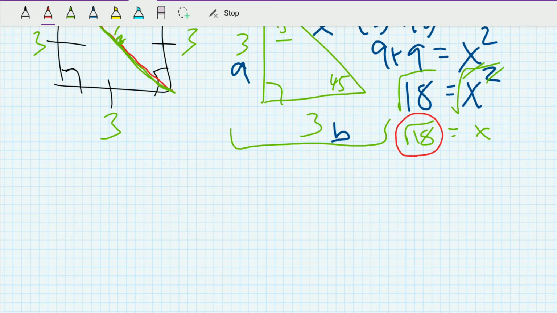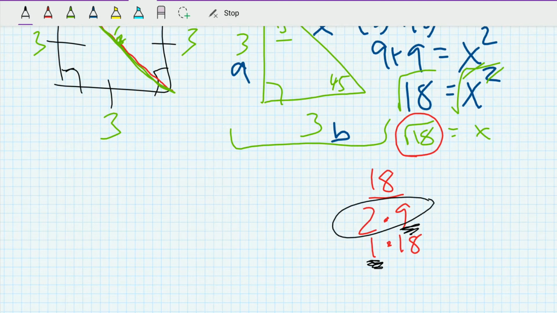But the way I'm going to do it is I'm going to break down 18. It'll be 2 times 9. It'll be 1 times 18, and then I believe that's it. And basically all I'm looking for is the greatest perfect square. 1 is a perfect square because the square root of 1 is 1. 9 is a perfect square because the square root of 9 is 3. Since I'm looking for the greatest one, that means I'll use 2 times 9.